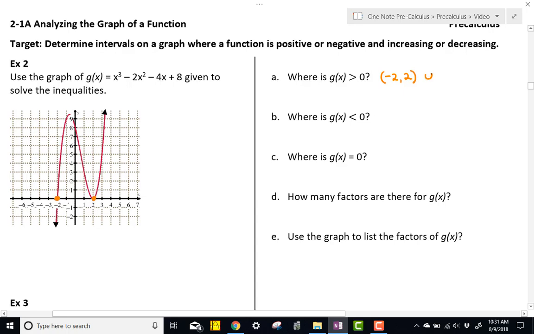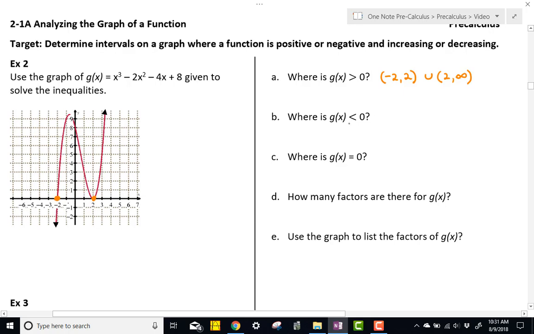And after 2, you'll notice at 2 it's equal to 0, and we're saying greater than 0. So after 2, it's also greater than 0, again going up to the right side. So we would have to include (2, infinity). All right?